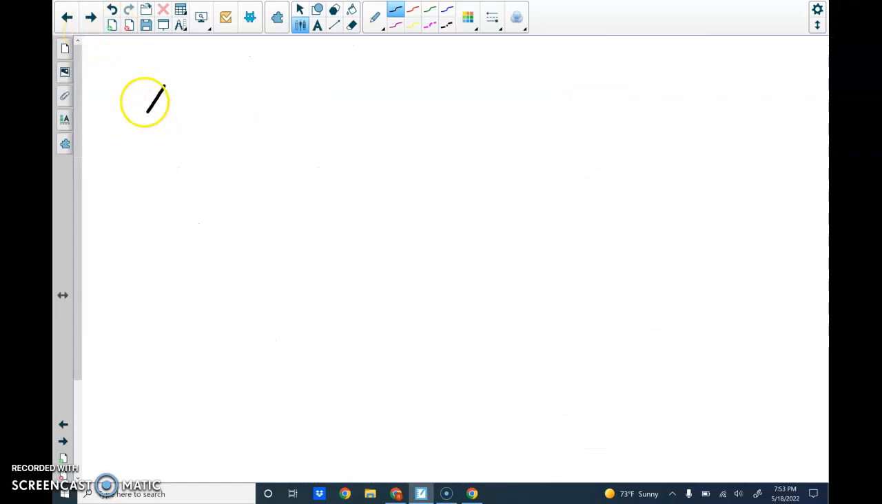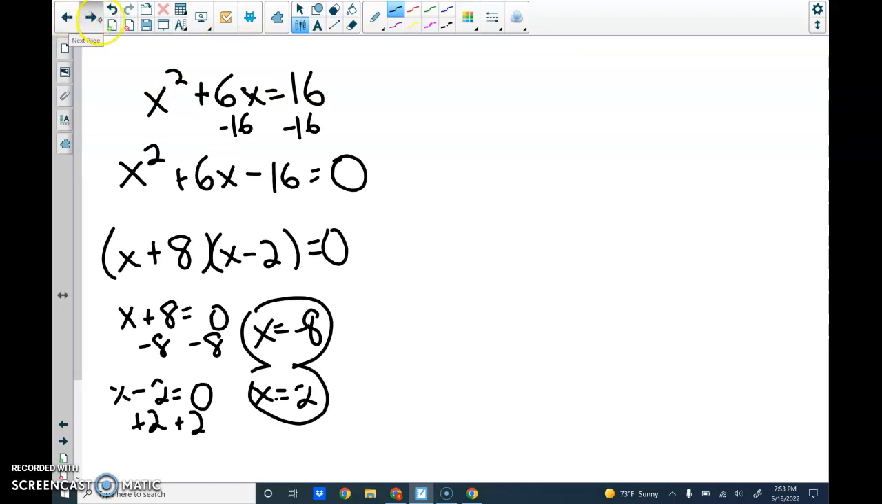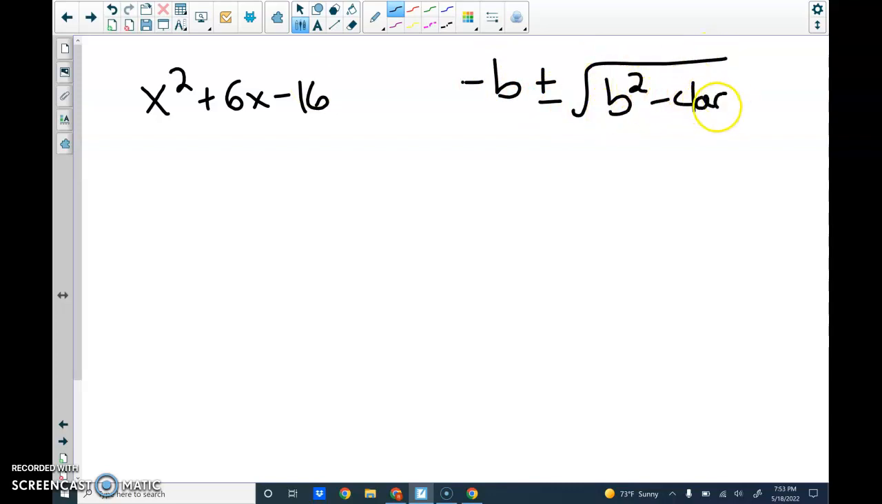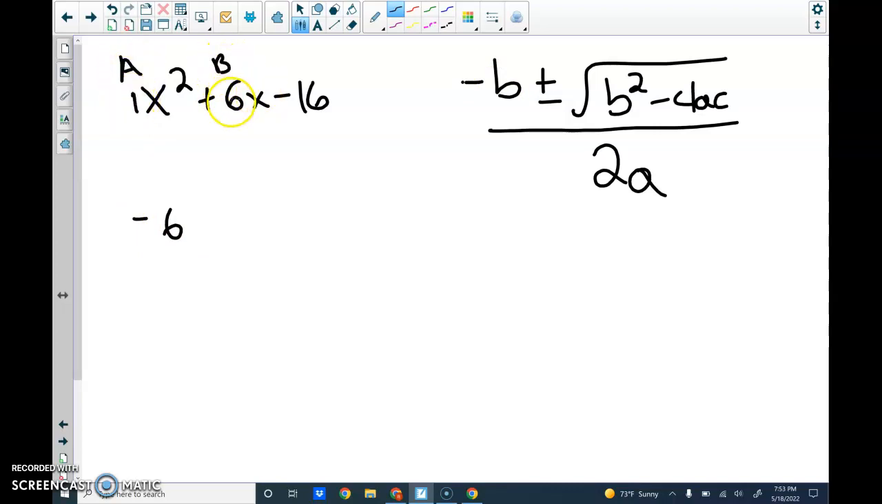So the next way to do it would be to use the quadratic formula. So we still need our x squared plus 6x minus 16. So the quadratic formula is negative b plus or minus the square root of b squared minus 4ac, all over 2a. Remember, the number in front of the x squared is the a, so really a 1. The number in front of the x is this b, so really 6. And the number at the end there is our c.